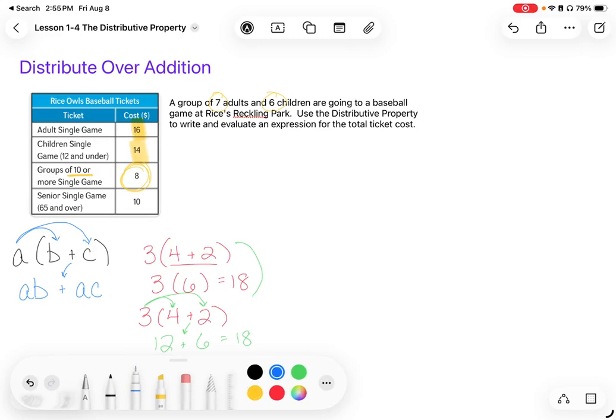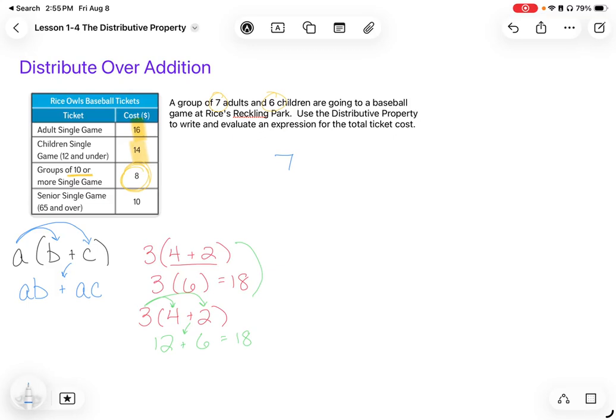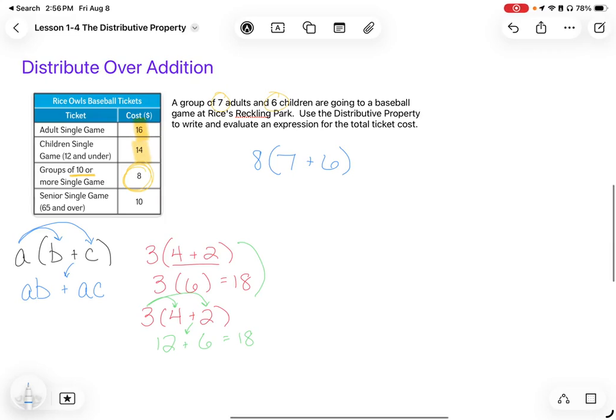So what did we do first? We did 7 plus 6 to get our total number of tickets. To show that we do that first, we put it in parentheses. Order of operations says you do parentheses first. So there's our 7 plus 6 in parentheses. And after we add those together, we multiply by 8, so we put the 8 outside the parentheses. Do 7 plus 6 first and then multiply by 8. That's if we were following the order of operations.